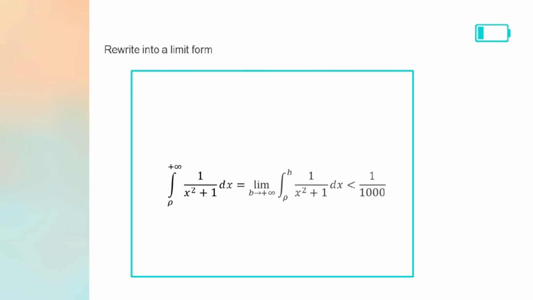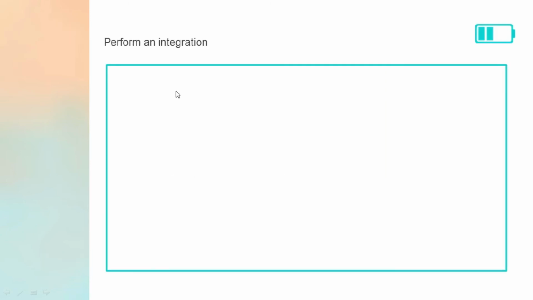Step number 1. To rewrite the integration from rho to positive infinity of 1 over x squared plus 1 dx into a limit form. So this is the limit form. It should be the limit as b approaches positive infinity of the integration from rho to b of 1 over x squared plus 1 dx less than 1 over 1000. Step number 2. We have to perform an integration. To integrate, we have to consider the integral of 1 over x squared plus 1 dx.